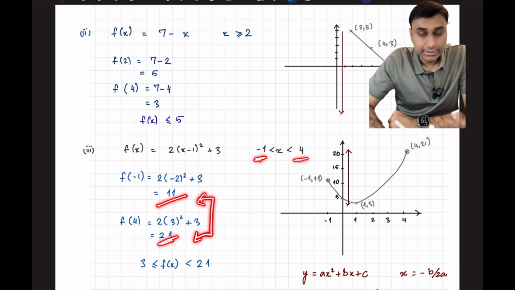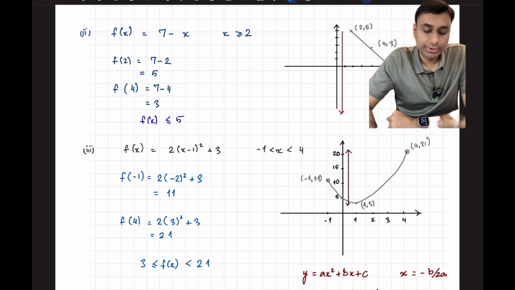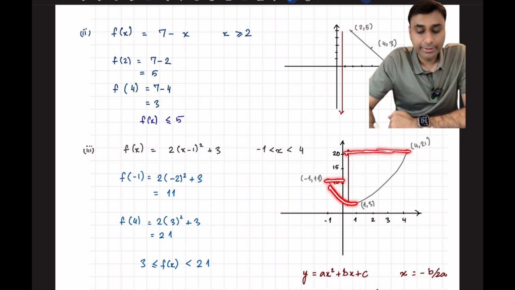But since it's a quadratic function, there's a possibility that it initially decreases, then starts to increase again, or it initially increases and then it starts to decrease. And for those kinds of situations, there might be a value outside this interval as well. Like I have put -1 to get 11, I put 4 to get 21, but I know that the function went below 11 as well. So that is something that I can clearly see by making a sketch.